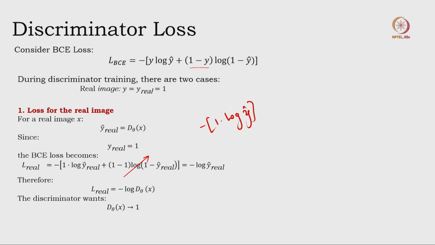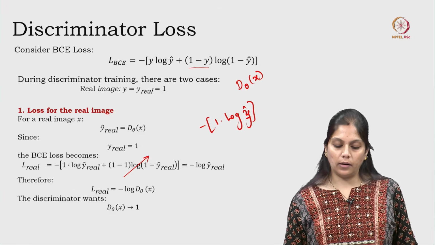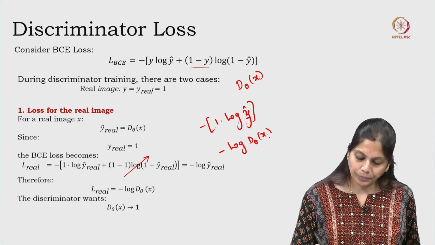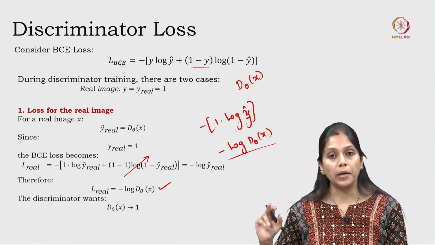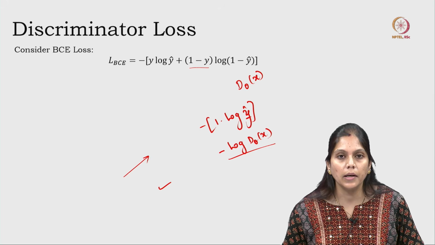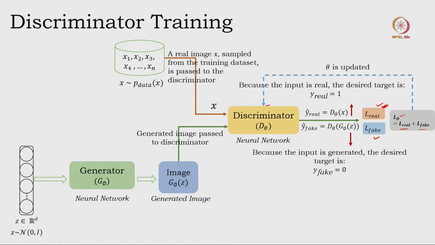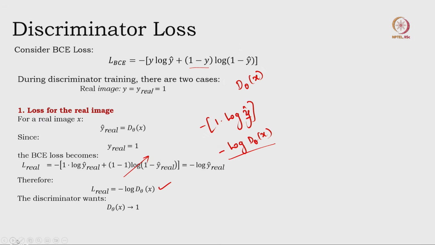Now, what is y hat? Y hat is the predicted value. Is it not that you are passing the original image? So, it is D theta of x. So, the loss is minus log D theta of x. This is the loss for real images. Some time back we saw that we are now calculating this part, so this is L real that we are calculating. I hope this is clear to you, how we got the loss term for the real images.